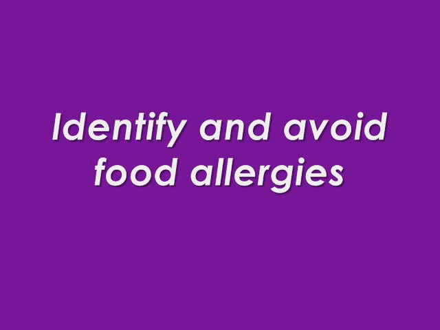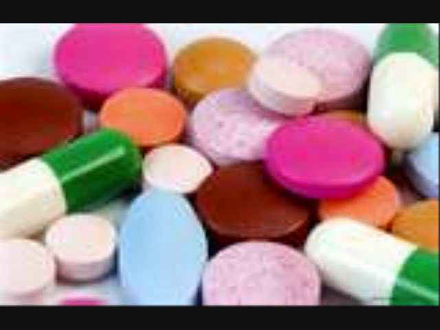Seventh, identify and avoid food allergies. One of the symptoms of food allergies is frequent urinary tract infections. Identifying and avoiding your food allergies can help your immune system work more efficiently and can decrease the inflammation in your body. Eighth, if recurrent infection still persists, suppressive antibiotic therapy can be given.